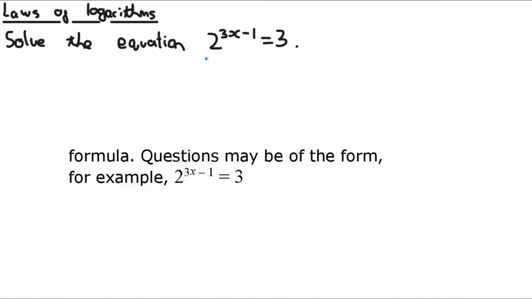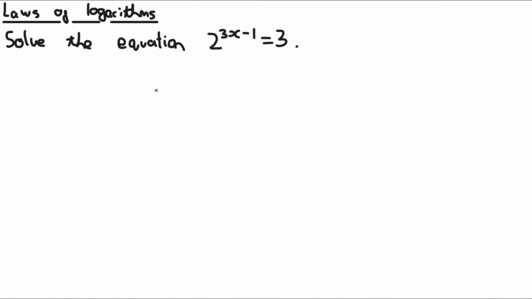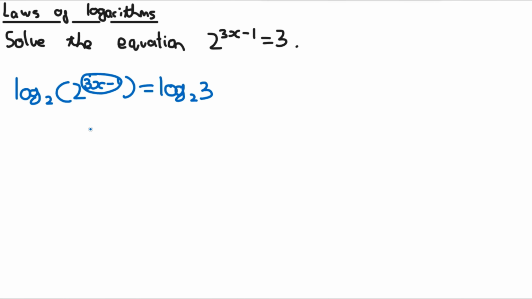This example is specifically mentioned on the spec, and we've done things like this before, but I'm going to do it with the logging both sides technique. So I'm going to do log base 2 of both sides, so this is going to become log base 2 of 2 to the power of 3x minus 1, and this is equal to log base 2 of 3. I'll go through the full working, but basically one of the powers of this method is you can immediately realise that this is equal to 3x minus 1 and write it like that.